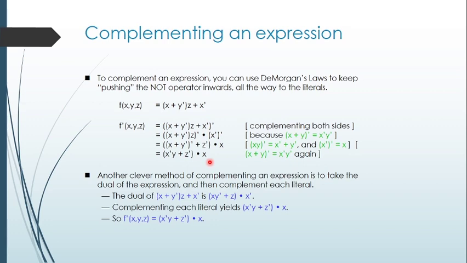So another clever method of complementing an expression is to take the dual of the expression and then complement each literal. Duals are very good things. If we know how to simplify things using duals, it will be much easier. What you do is simply take the dual of the expression and then complement each literal. It's just like De Morgan's law. De Morgan's law is basically the dual of each other: make a dual and complement every literal.